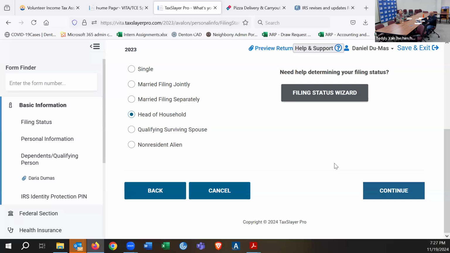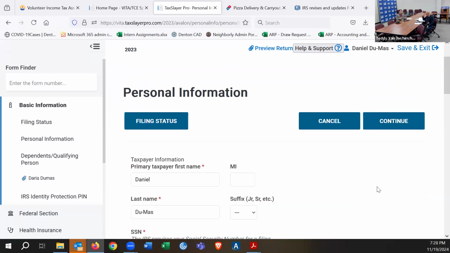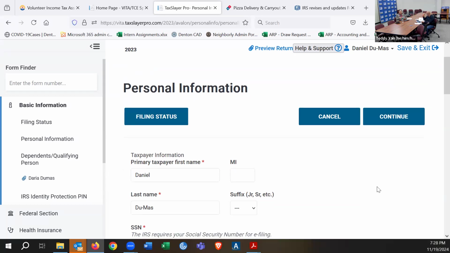So this is that edge case where we are permitted to select head of household for someone who is married. If Elise had lived under Danny's roof for 1 day, anytime from July to December of 2023, we would not be able to do that.